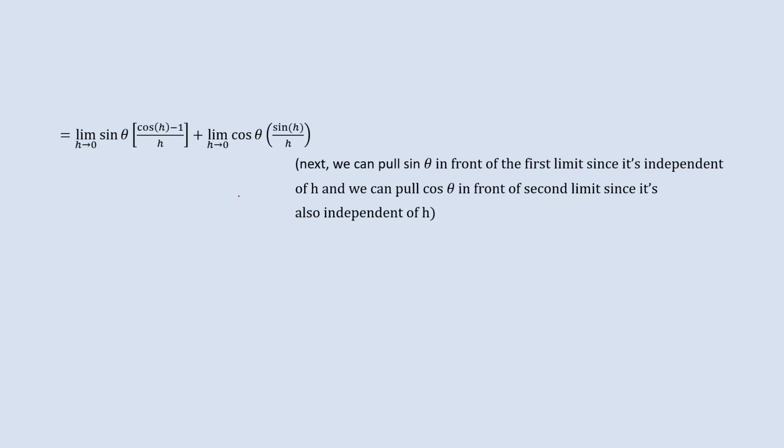Now, please note that this sine of theta right here is completely independent of h. So we can actually put that in front. And also, please note that this cos of theta, that's also completely independent of the h that we're taking the limit, the h in the bottom of the limit. So we can put that in front of the limit notation as well. And so that's what we've done in our next line.